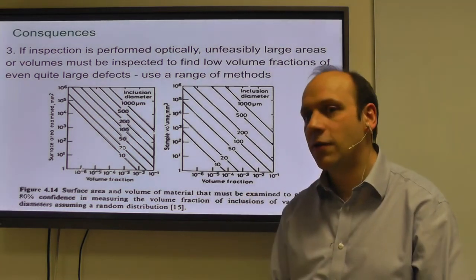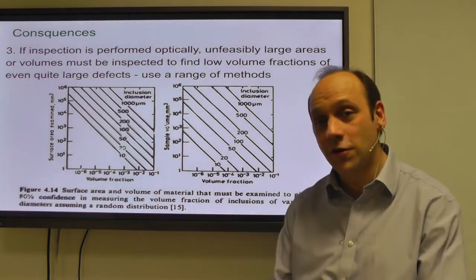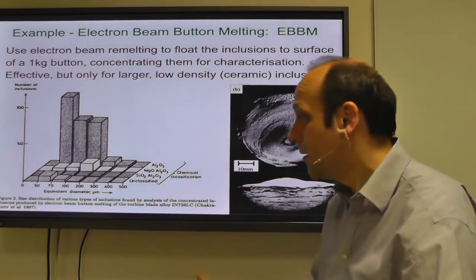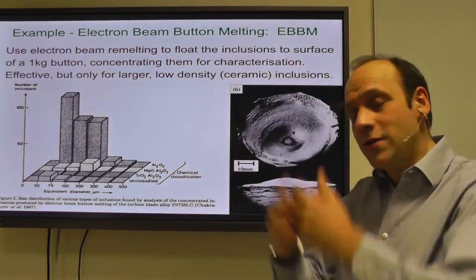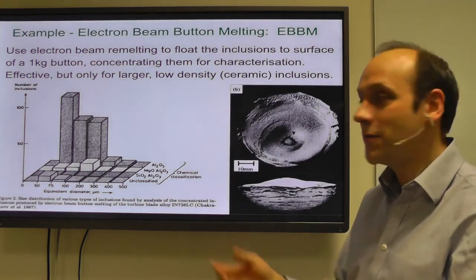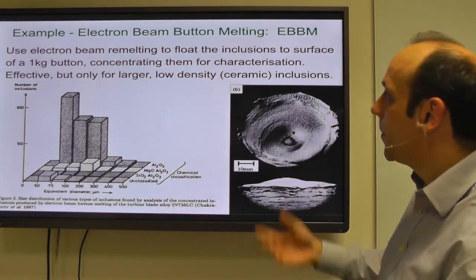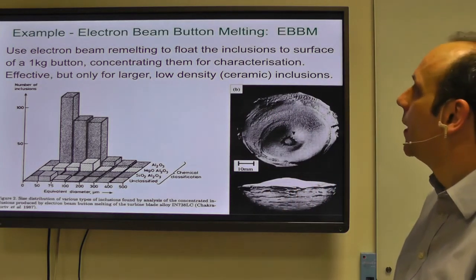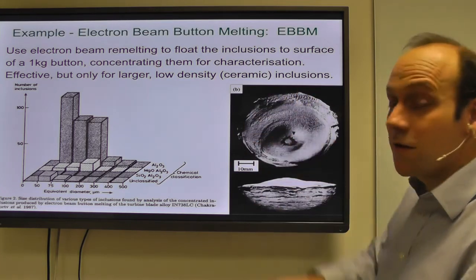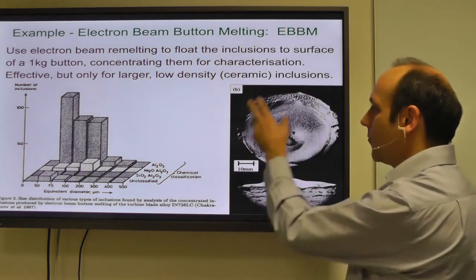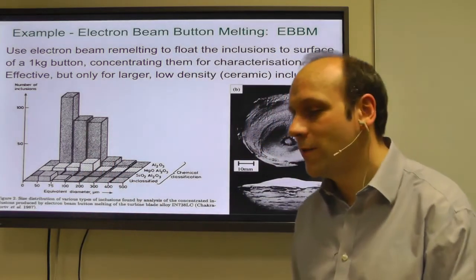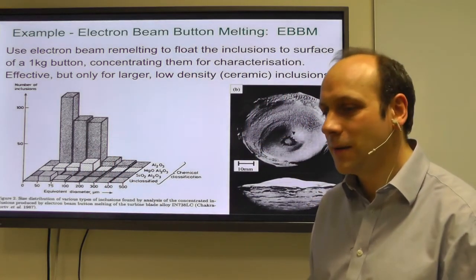The other thing you can do if you want to find a defect distribution is find a way to concentrate them. One way of doing that for ceramic inclusions: they're lighter than the metal, so they will tend to float to the surface, given an opportunity to do so in a relatively still fluid in the melt. So you take some material and you remelt it to make a button, called electron beam button melting, and then let them float to the surface of the button, concentrating them, which means you can characterize them in your SEM because you've got a relatively controlled area to study, and that allows you to make the defect distribution. So that's one way of measuring defect distributions practically.